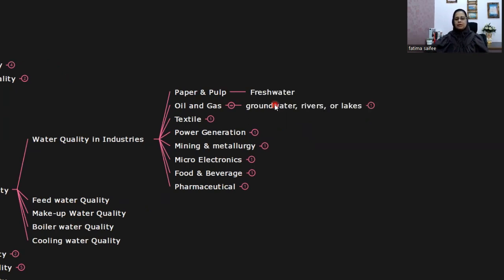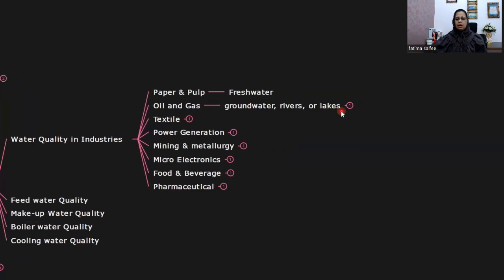Normally, in the oil and gas industry, water is used for cleaning of the crude and desalting, that means removing salt and other impurities from the crude. So groundwater, rivers, or lake water can be used. And sometimes treated water is also used, that means wastewater that has been treated, and they can use it for secondary recovery of the crude oil. So in this way, water is used in the oil and gas industry.